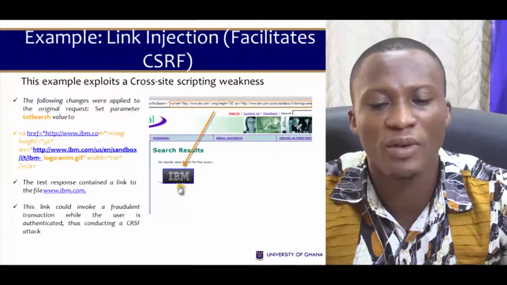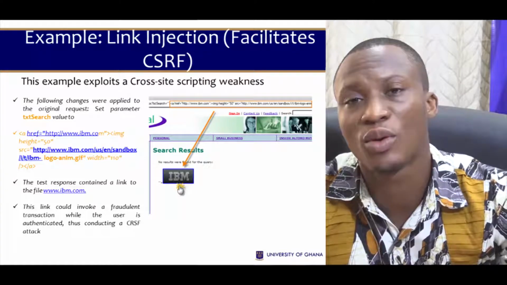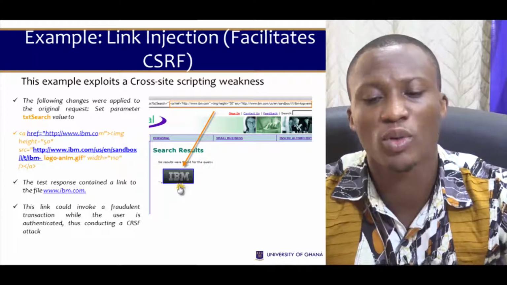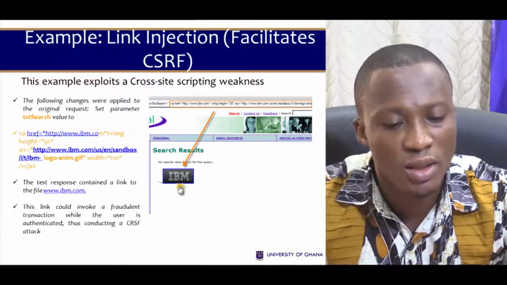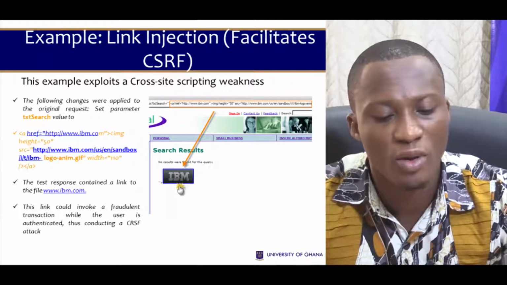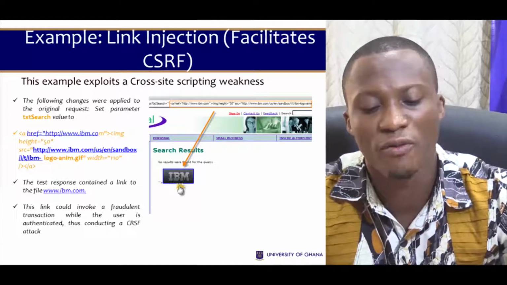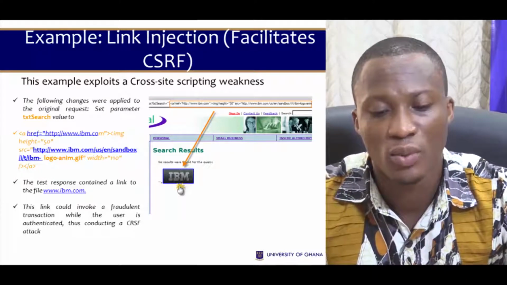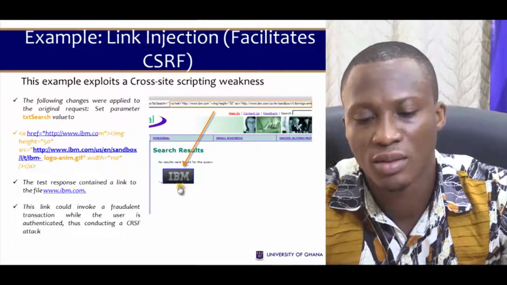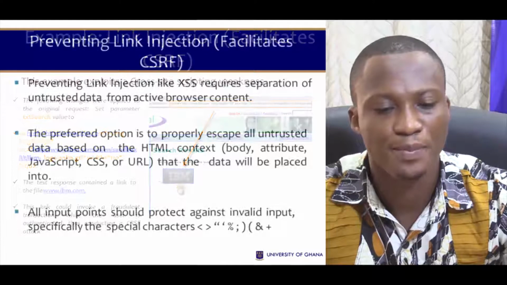So this is an example of link injection. Now, this example exploits a cross-site scripting weakness, and we've already spoken about cross-site scripting. So we see some URLs here, and the test response contains a link to the file www.ibm.com, and this link could invoke a fraudulent transaction. We see that in the image, and once that is clicked, it sends different messages to the attacker.